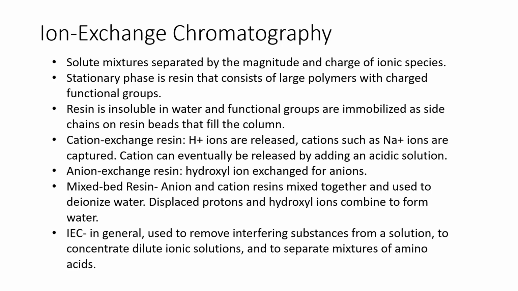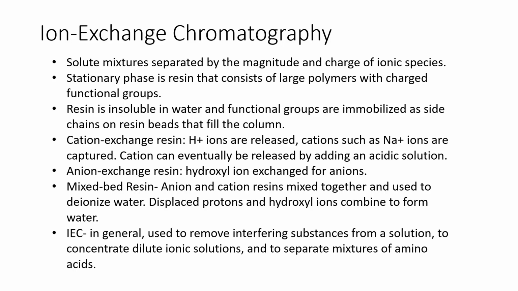In cation exchange resin, hydrogen ions are released and cations such as sodium ions are captured. So the hydrogen ions on the surface of that resin are released and exchanged for the cation. What comes through is the hydrogen ions, and then you can release the cations later by adding an acidic solution. In anion exchange resin, hydroxyl ions are exchanged for anions. So what comes through the column is the hydroxyl ions, and then the anions are trapped in there, so they exchange places with the hydroxyl ions.